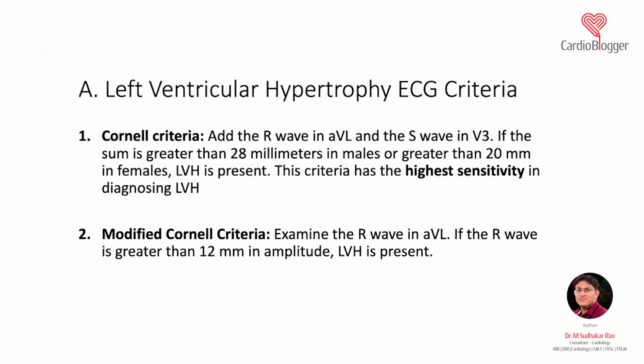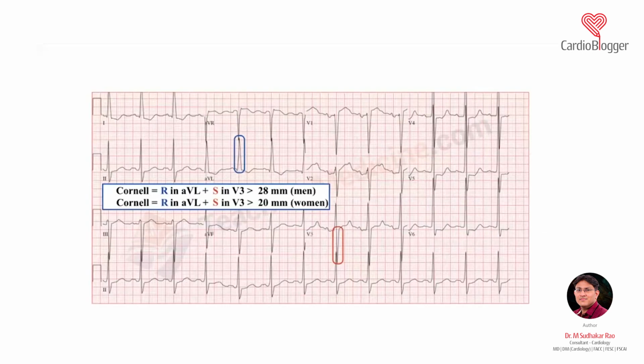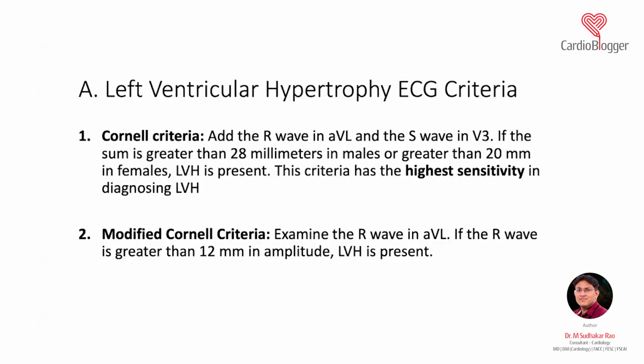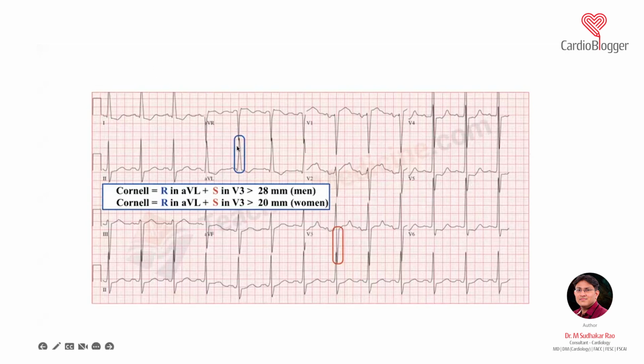So what is the Cornell criteria? Let's go with the example of this ECG. You have to see two leads, aVL and lead V3. You have to add the R wave in aVL and the S wave in lead V3. After adding the R of lead aVL and S of lead V3, if the sum is more than 28 millimeters in males and 20 millimeters in females, it means that there is left ventricular hypertrophy by Cornell criteria, and this has the highest sensitivity in diagnosing left ventricular hypertrophy. What you have to do is add the R in aVL and S in lead V3.